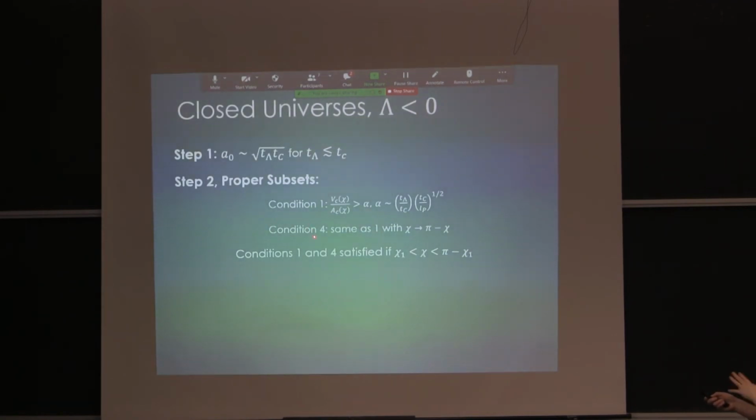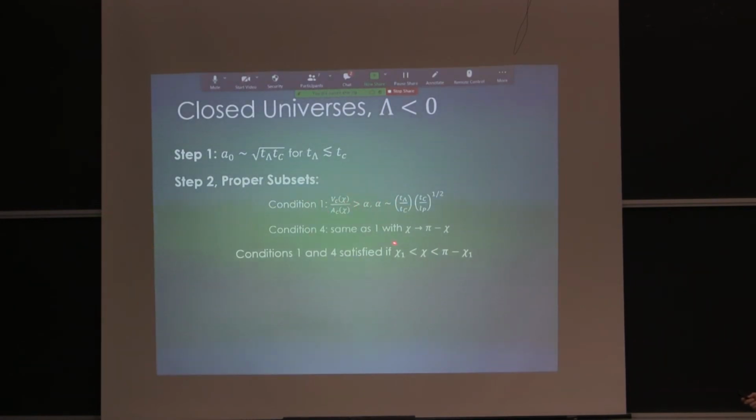And condition 4, again, with, I guess, the benefit of hindsight, we know that condition 1 and condition 4 are going to be related. But condition 4 gives the same condition, but with chi replaced by pi minus chi. And so if you solve this exactly, then you'll find that there is some critical radius for which this condition is satisfied, and then there is also a critical radius for which this condition is satisfied, and together, the chi will satisfy both of these conditions if it falls within this range, where chi1 is the critical radius that comes out of this first condition here.